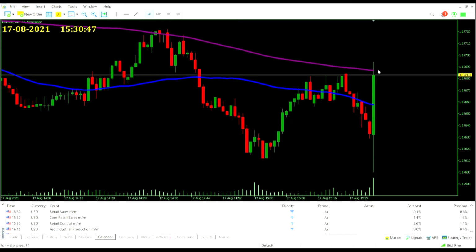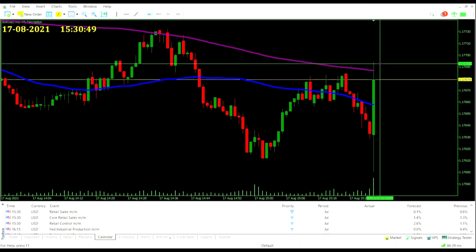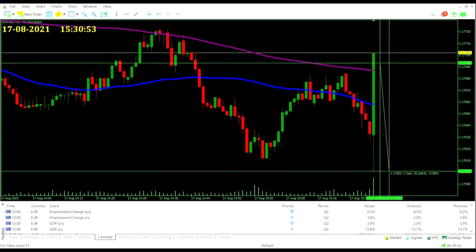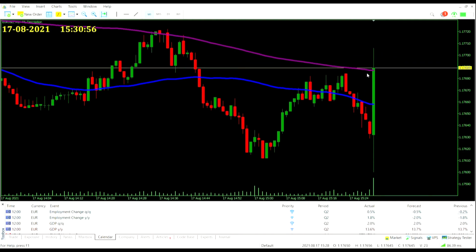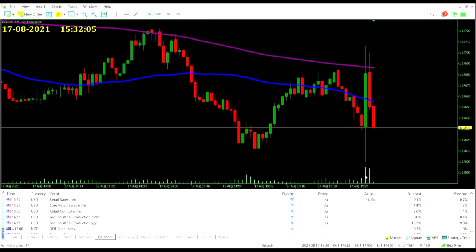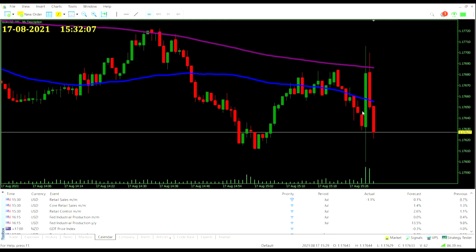Price is very jittery. Look at this range on this one candle. 9 pips top to bottom so far, and now it's further. 10 pips. So you can see the massive increase in volume and volatility that's come.